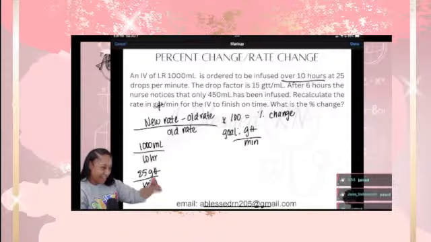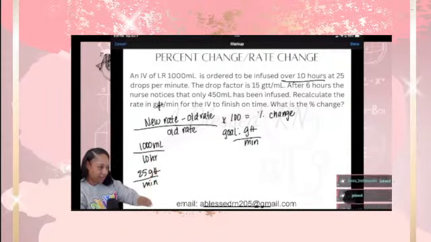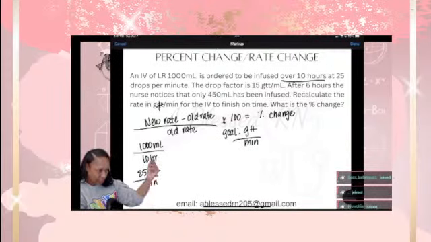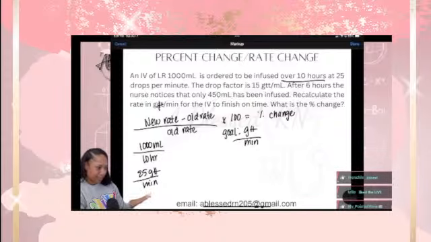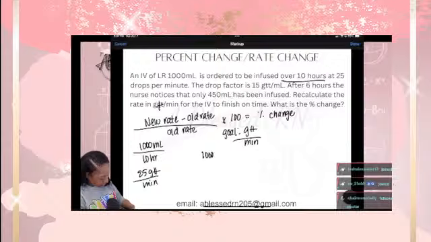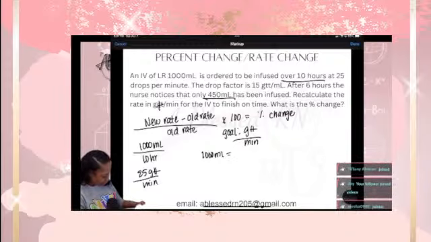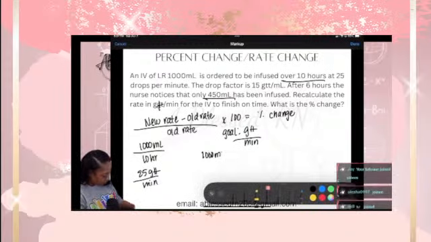So then if 6 hours has passed and it's supposed to be going at 25 drops per minute and only 450 mLs is infused, that's not right. So therefore, we need to see how much is left and what our new rate is going to be. So we have 1,000 milliliters, okay, that we started with. And then after 6 hours, there is 450.